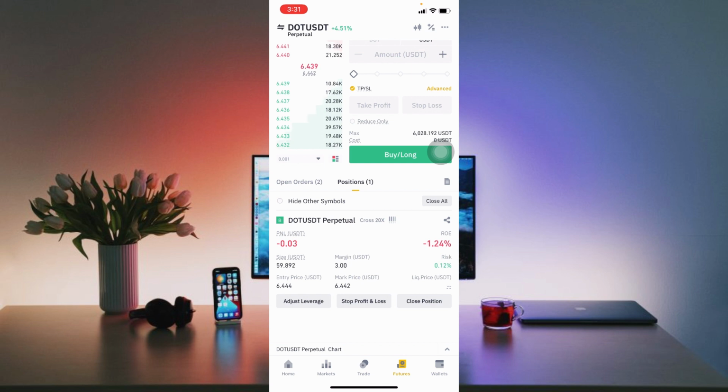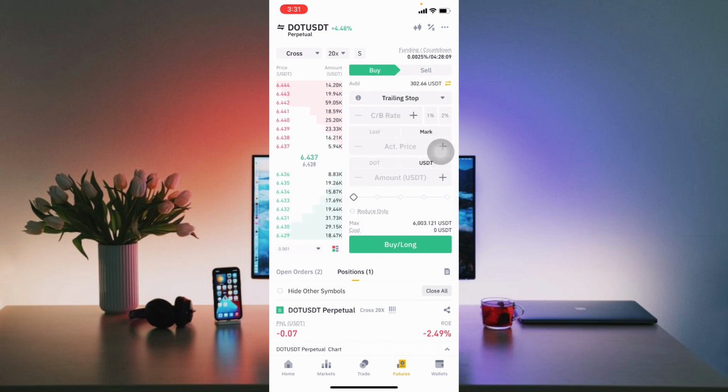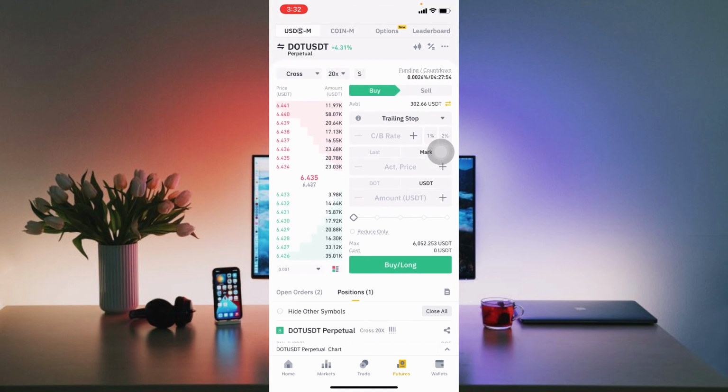So now let's use a trailing stop. For us to use a trailing stop, we change the market at the order box here. We change it to what? Trailing stop here. Trailing stop will help you capture your profit as the trade is moving in your favor. So we adjust it with a callback rate of either 1%, 2%, or 5%. It depends on your risk reward ratio. For the activation price, always leave it open. Okay, activation price means when you want to use the trailing stop.